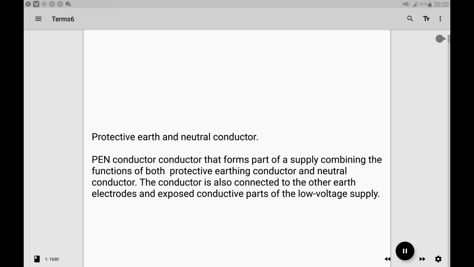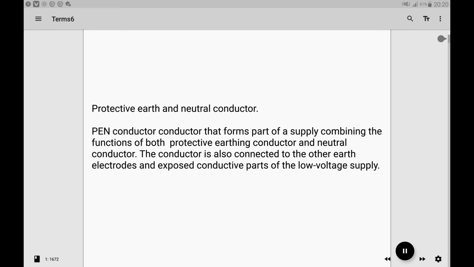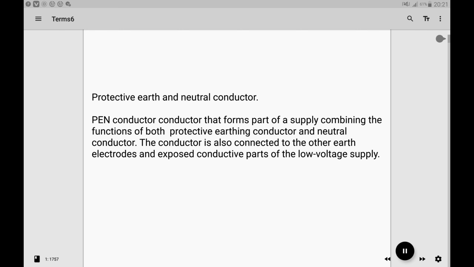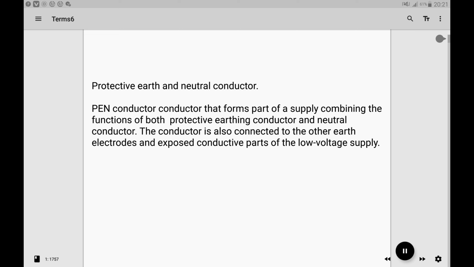Protective earth and neutral conductor. PEN conductor. Conductor that forms part of a supply combining the functions of both protective earthing conductor and neutral conductor. The conductor is also connected to the other earth electrodes and exposed conductive parts of the low voltage supply.